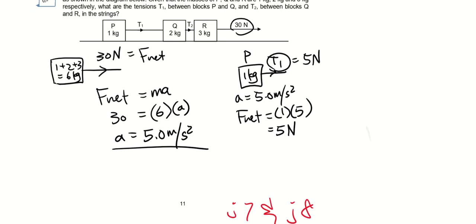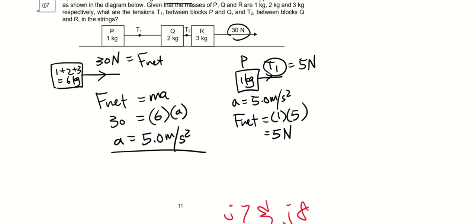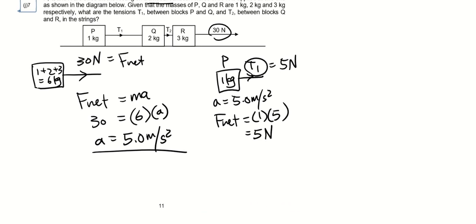Okay, let's do for Q. For Q, again, we draw the free body diagram. We are interested in all the forces acting on Q. Q's mass is 2 kg. There is a pulling force of T2, and there is also a pulling force of T1, right? Because Q pulls P with a force of 5 Newton, P will pull Q with a force of 5 Newton due to Newton's third law. So this is going to be 5 Newton.